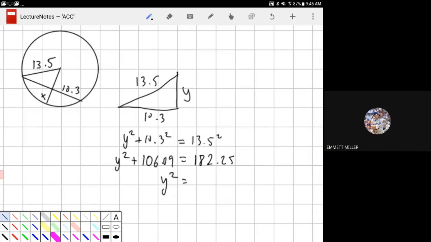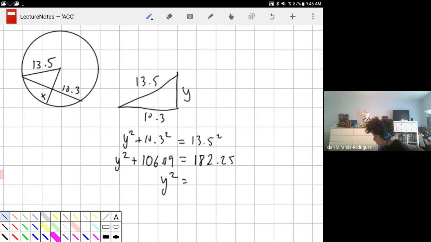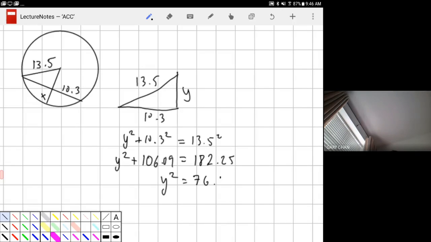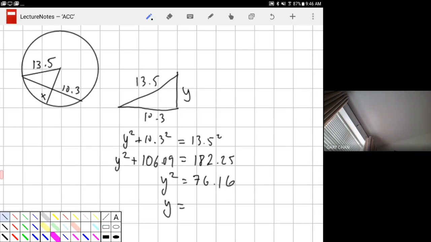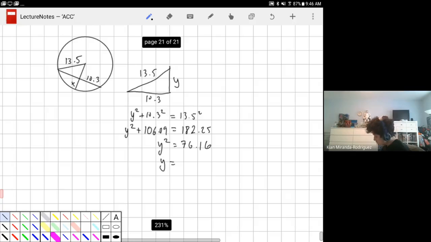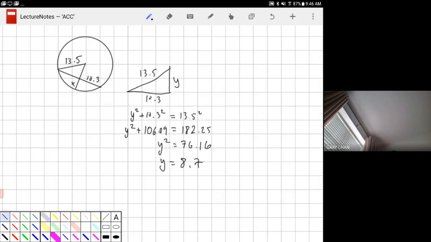What is? 76.16. If I subtract both sides by 106.09, what will I get? 76.16. That was what I said. And what is y then equal to, Sasha? Square root of that is roughly 8.7. And we got to find out what x is, right?